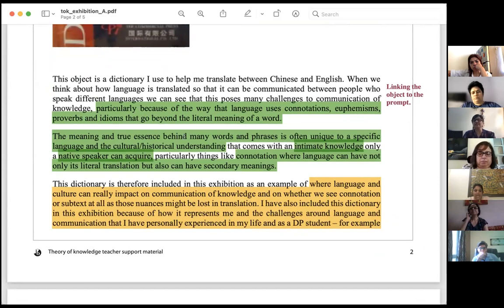The meaning and true essence behind many words and phrases is often unique to a specific language. And why is it unique to a specific language? Also, the cultural and historical understanding that comes with an intimate knowledge only a native speaker can acquire, particularly things like connotation, where language can have not only its literal translation, but also can have many other meanings.